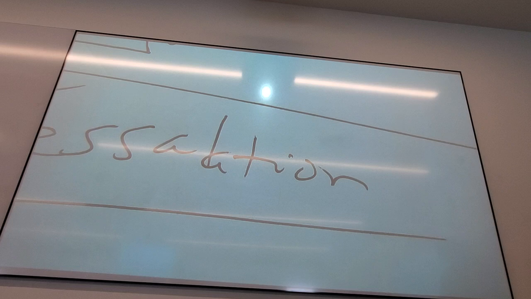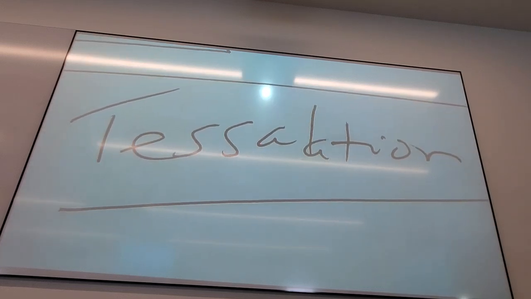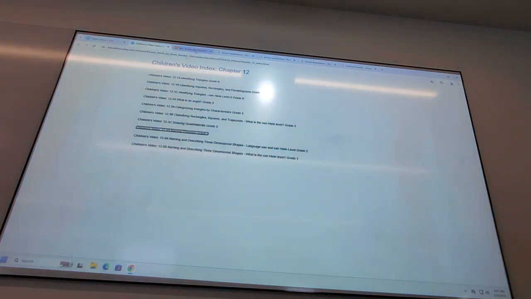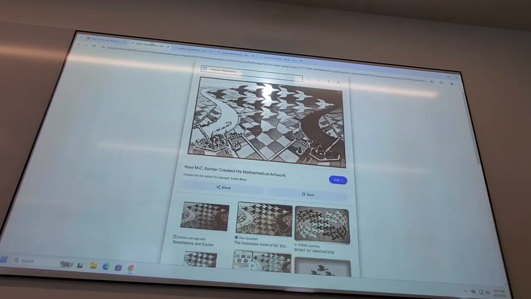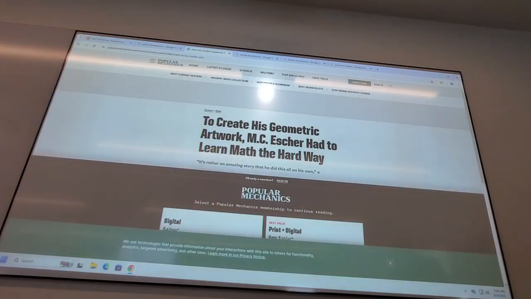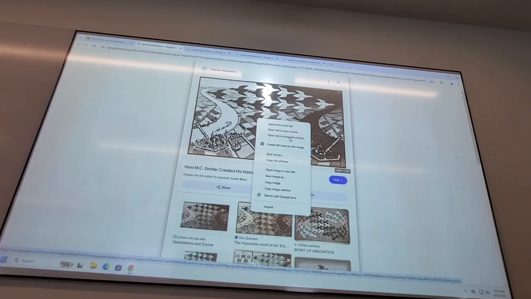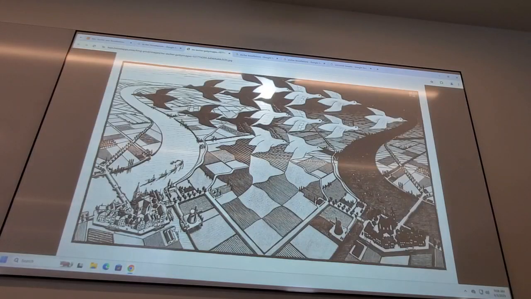So, I want to start there because I want you to realize there's some really cool artistic stuff you could do with this. In fact, let me go ahead and show you this. Some of you guys saw me searching for this earlier. Here we go. Has anyone ever seen this before?